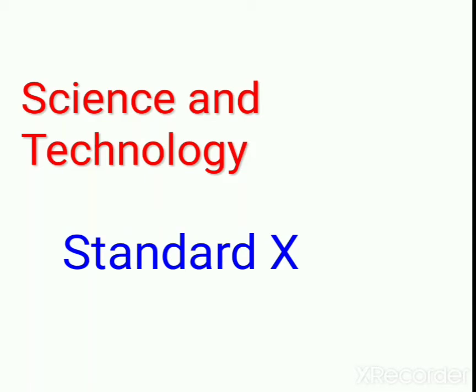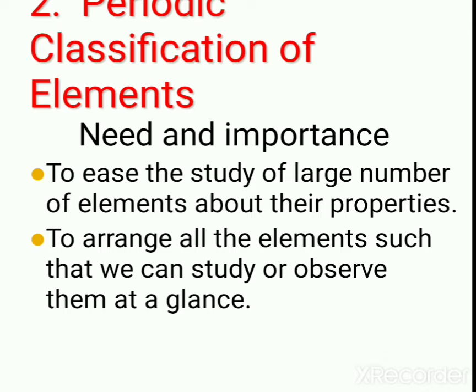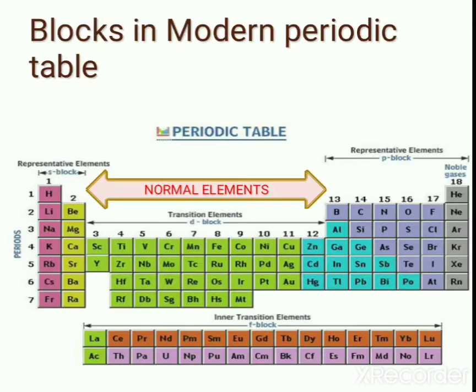Hello friends, we are studying Science and Technology Part 1 for Standard 10, Chapter number 2, Periodic Classification of Elements. In the last lecture, we discussed the structure of the modern periodic table. This modern periodic table is given by the scientist Henry Moseley.